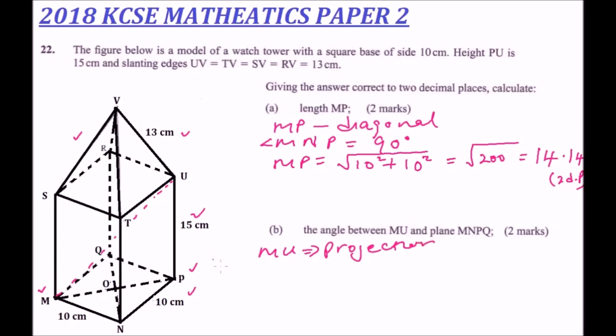By projection means that if we drop MU, it will fall on MP. Therefore, we need to get the angle between MU and MP. In part A, we already got the MP, and therefore the angle is equal to tangent.